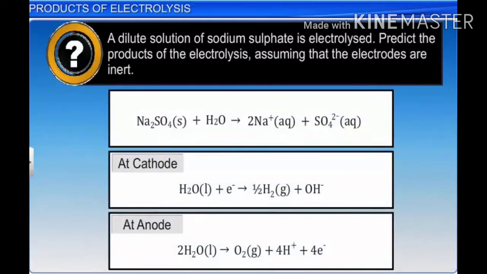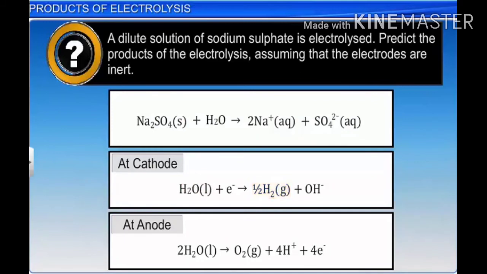At the cathode, it is easier to reduce water than the sodium ion, as it has a higher standard reduction potential value than sodium. So, water will undergo reduction to form hydrogen gas.